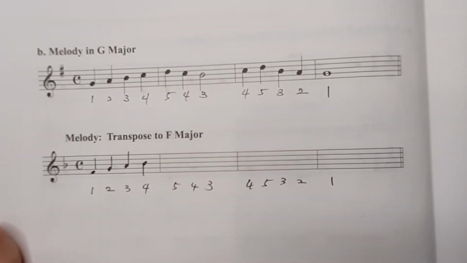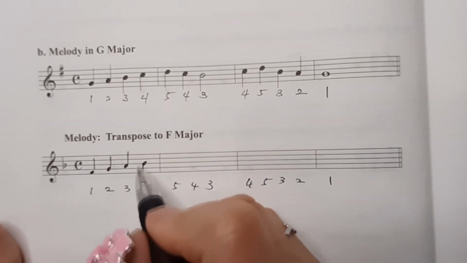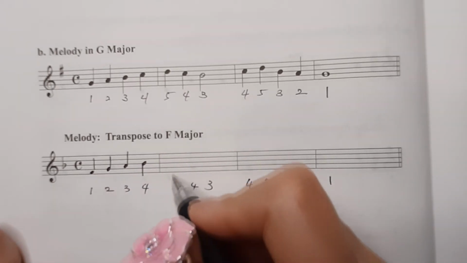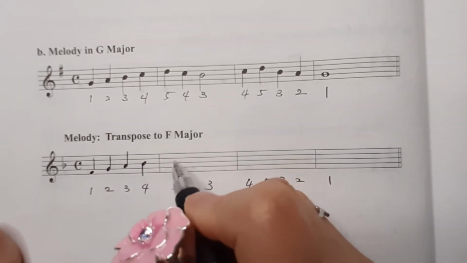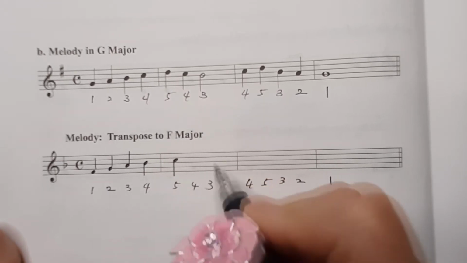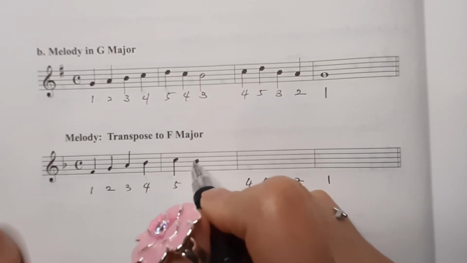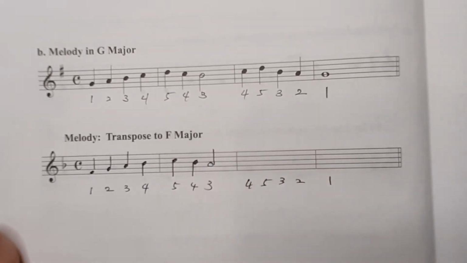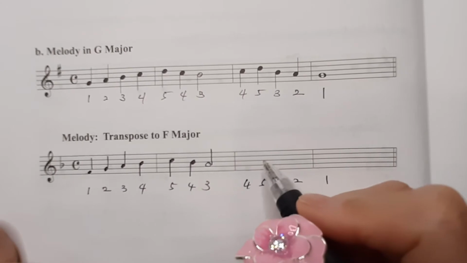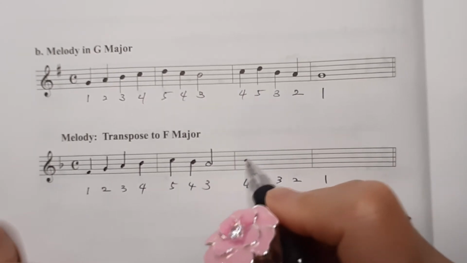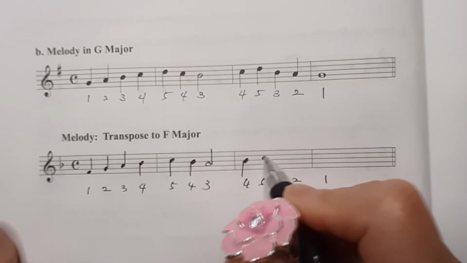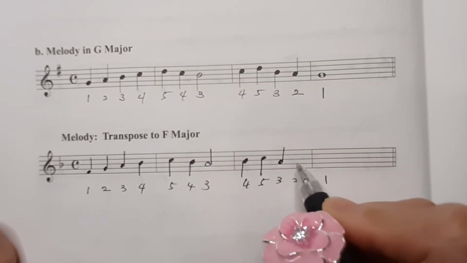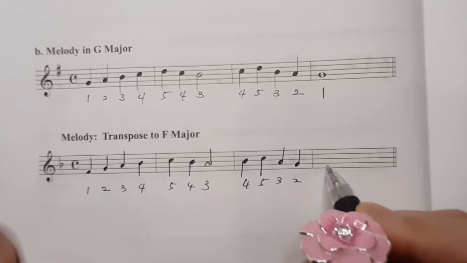And make sure you have to draw the stem facing down because it's on the middle line. Now 5, C, facing down. 4, B flat, facing down. And A facing up with half note. Okay? B flat, C, A, G, and F.